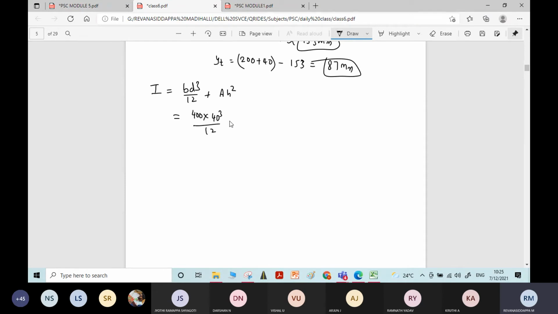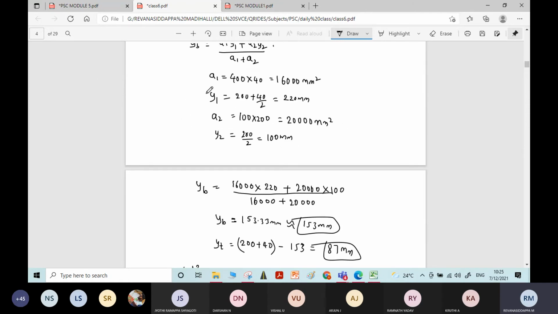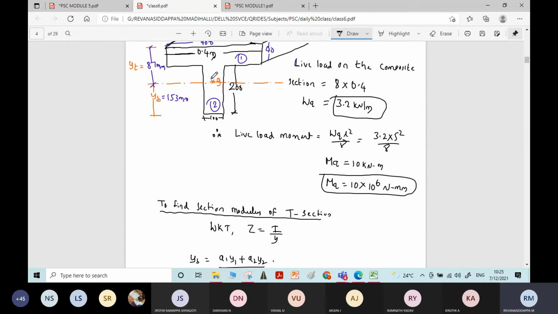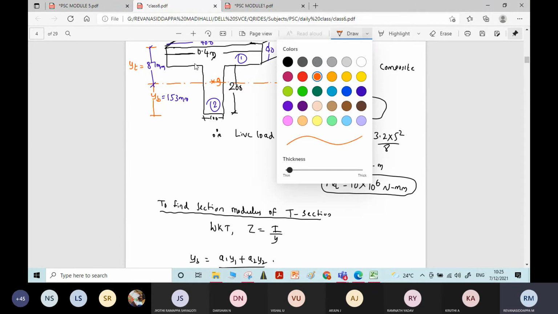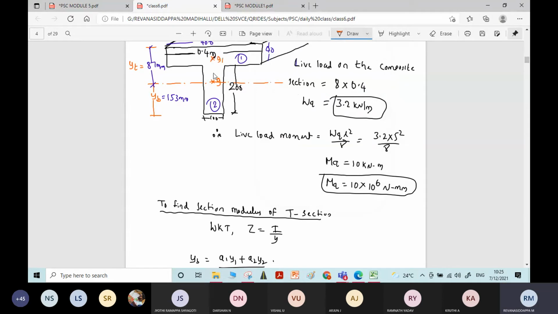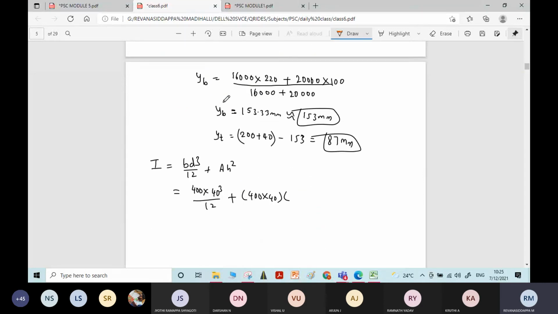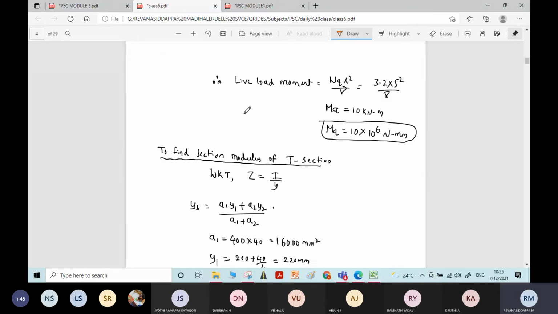This will be given for 16 marks. Okay. If given in examination, it will be given for 16 marks. 400 into 40 cube divided by 12 plus AH square. A is 400 into 40, into H, the distance between centroid of rectangle 1 to that of centroid of whole figure. Okay. G1, distance between these 2 points.